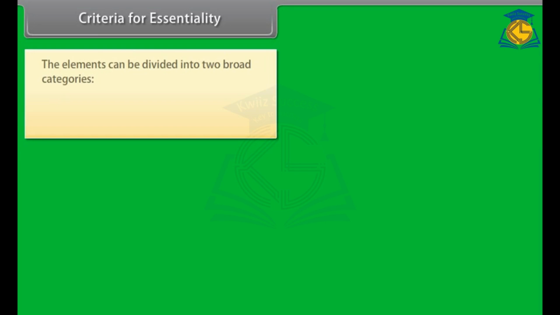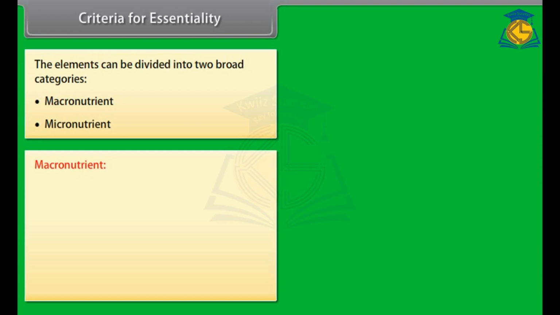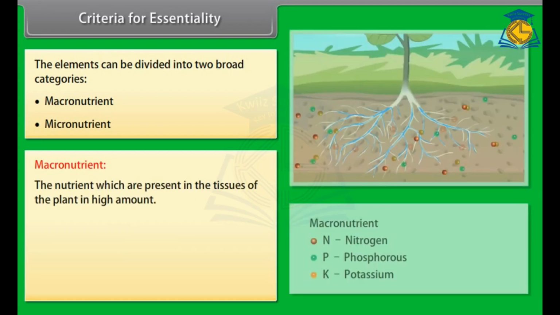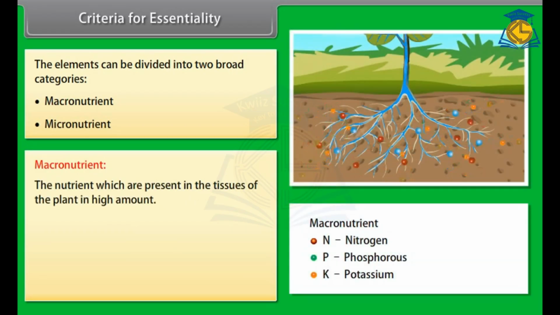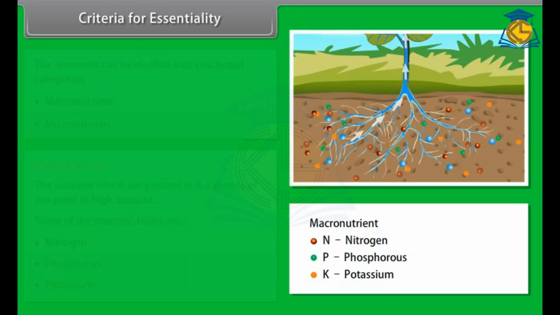The elements can be divided into two broad categories: macronutrients and micronutrients. Macronutrients are the nutrients which are present in the tissues of the plant in high amounts. Some of the macronutrients are nitrogen, phosphorus, and potassium.